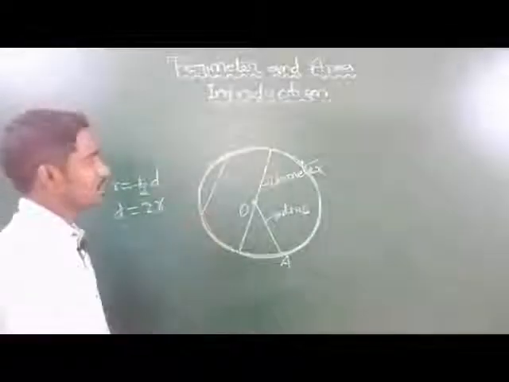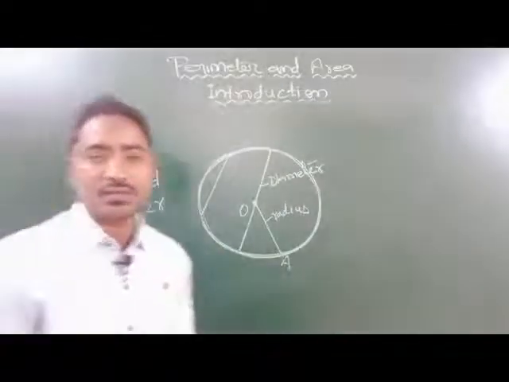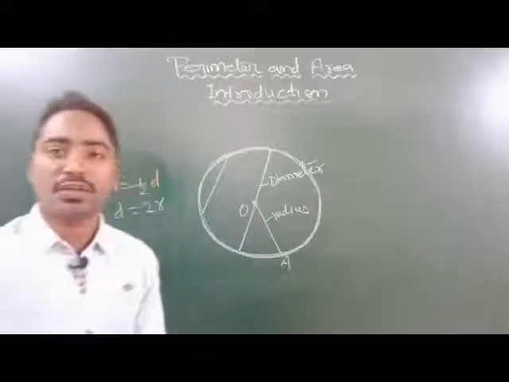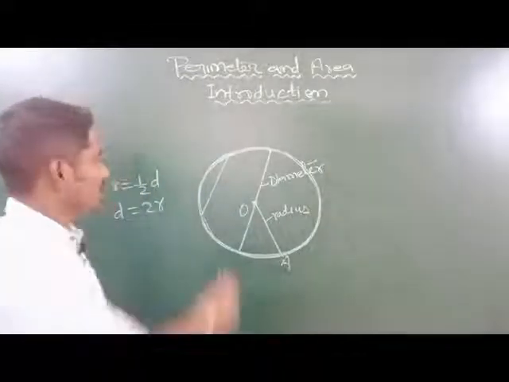And here some more different topics are there, students. Suppose one line is drawn and it is touching two different points on the circumference of the circle, then this is known as a chord.